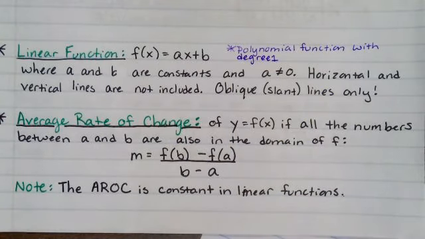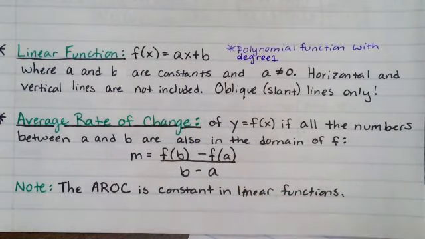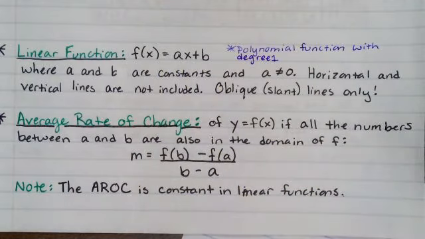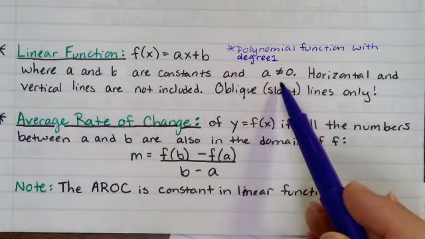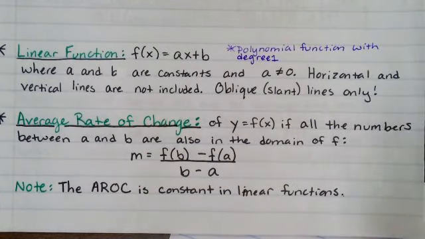It's got a degree of 1, and it's a function that you're probably fairly familiar with. You've studied it for a long time. It's the whole y equals mx plus b, or here you're seeing it as f of x equals ax plus b. So a and b are going to be constants. That leading coefficient is not going to be 0, right? And that means that we're not going to end up having horizontal lines or vertical lines. Everything's going to be slant or oblique.